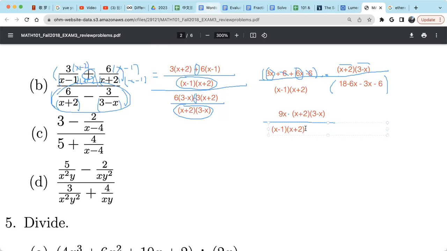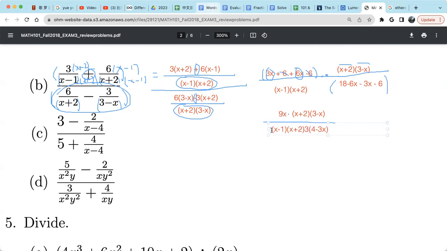So I have 18 minus 6, which is 12. Then minus 6x minus 3x, that's minus 9x. And this one, I have 12 minus 9x. I see I can factor out 3. So I factor out 3. Then 12 divided by 3, that's 4. 9 divided by 3, that's 3. Right, I don't really have to do that because nothing can be simplified.